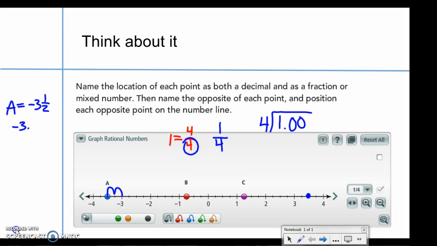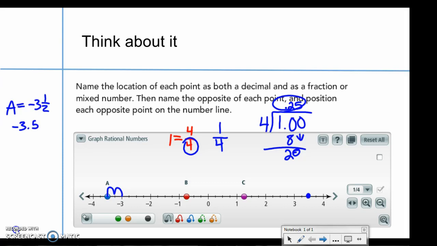4 goes into 10 2 times, which is 8. Bring it down. 4 goes into 20 5 times. So 1/4 equals 25. Well, what if we had 2/4 or 1/2? Well, we know that half or 2/4 of a dollar would be 50 cents. So it's going to be 3.5 or 3.50.